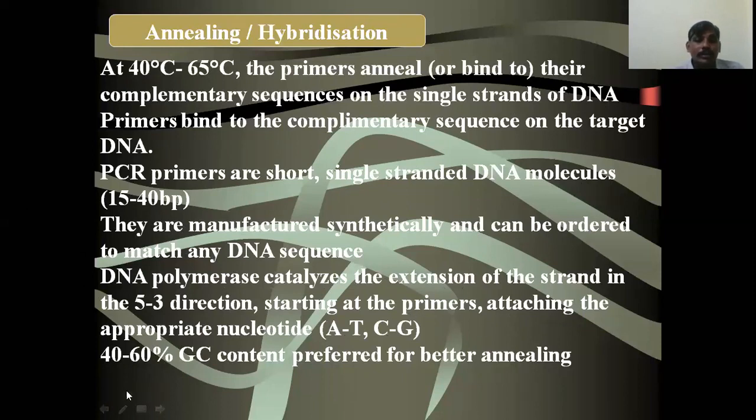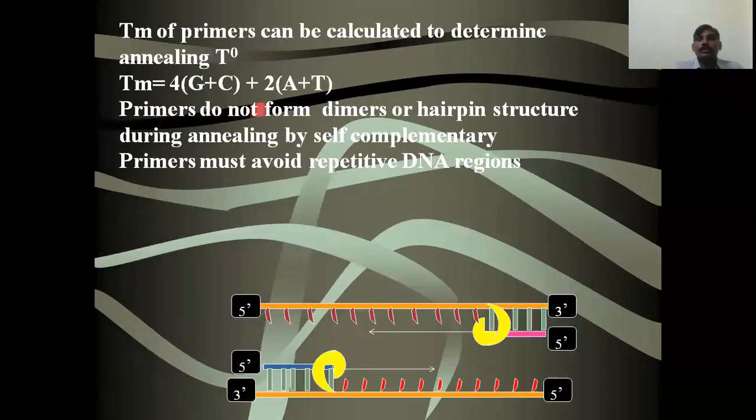In the primers, a 40 to 60% guanine-cytosine content is preferred for better annealing. The GC content is generally higher in primers because between G and C there are three hydrogen bonds. They are perfectly attached to the end portion, or the flanks, of the single stranded DNA molecule. The primers anneal to the single stranded DNA molecules at the annealing temperature.